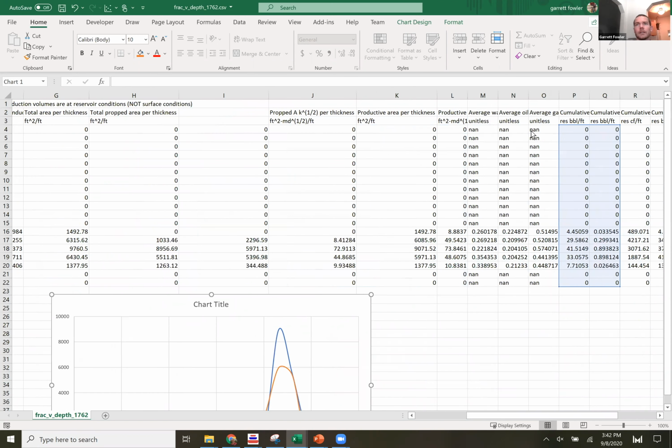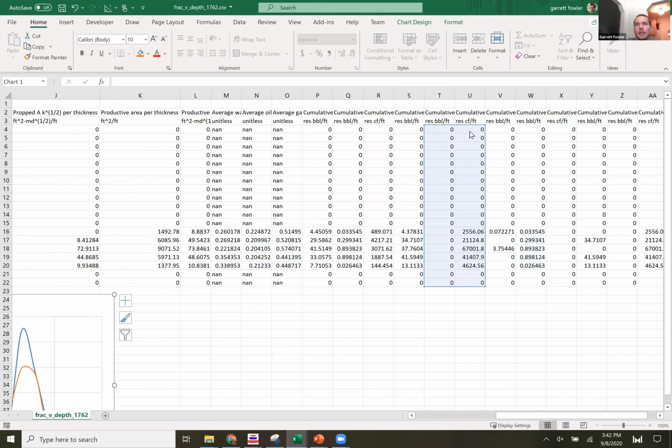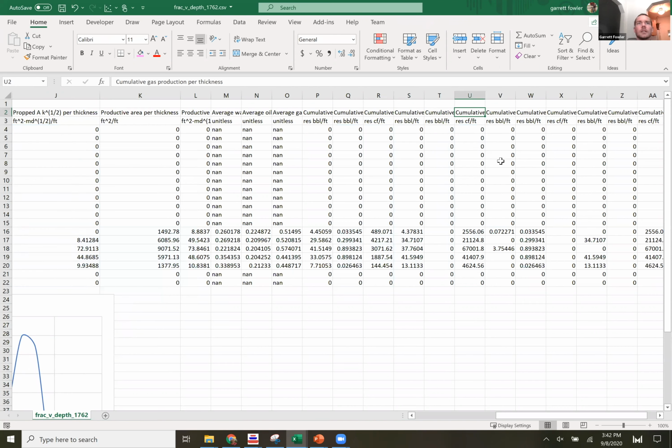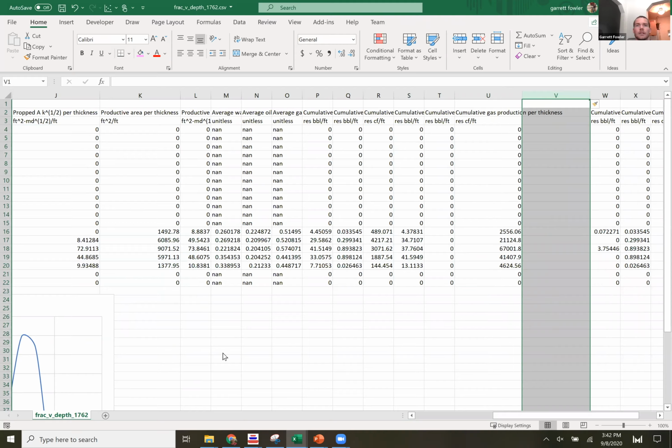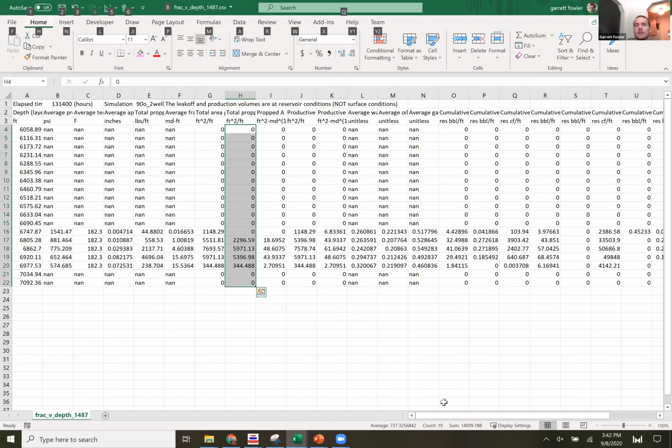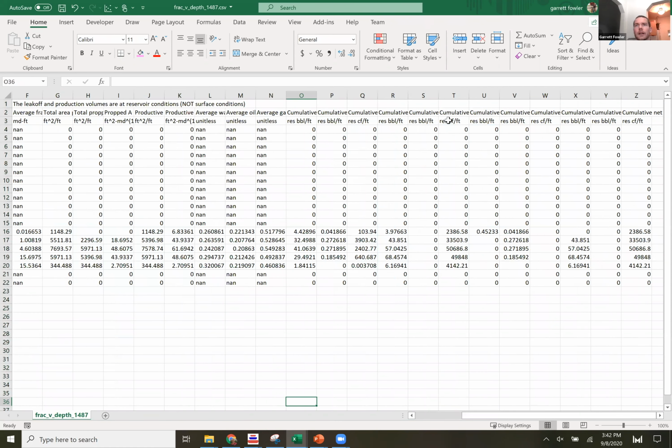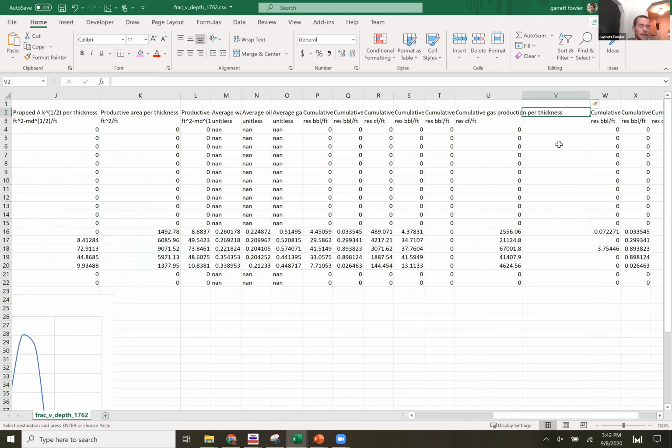You can also then compare things like the productive area. I have to expand these to see which is. Okay, so here's gas production. And if I come back to my other file and grab gas production, I'm going to have to color that.